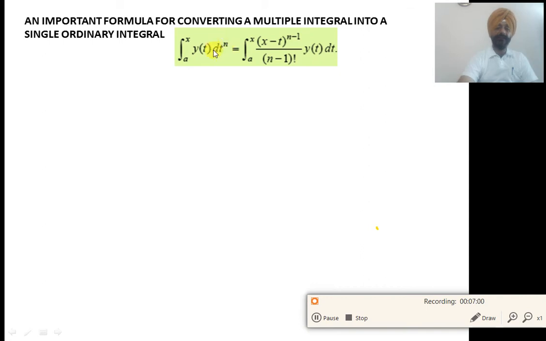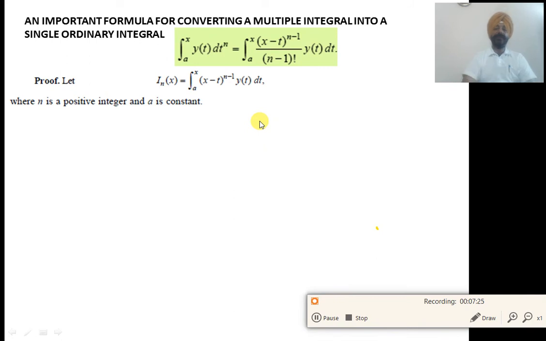This n means this is a multiple integral, and how many multiple integral? N time multiple integral, which converts into a single integral a to x, x minus t, as we discussed earlier, this is the kernel, kernel of difference, x minus t raised to the power n minus 1 over n minus 1 factorial y t dt. And let us see the proof.